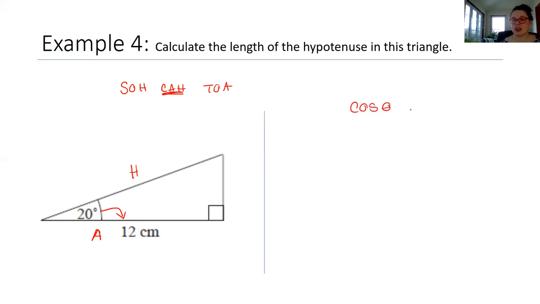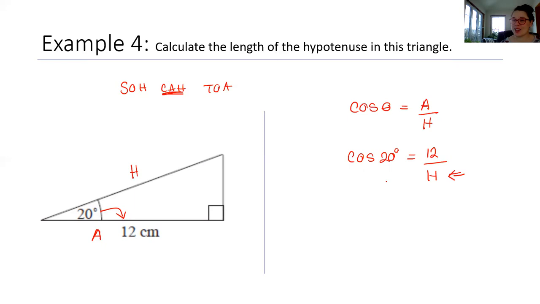So the cosine of an angle is equal to adjacent divided by the hypotenuse. So the cosine of 20 is equal to the adjacent side, which is 12, over the hypotenuse. And I want to figure out, well, how big is the hypotenuse? Now, the key thing here is we have H on the bottom. You cannot divide to get rid of H.